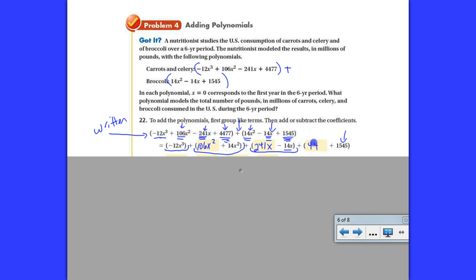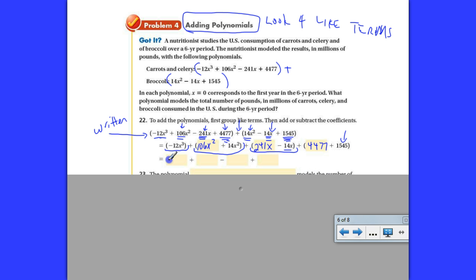So what they're trying to show you is you look for like terms when you add polynomials together. Look for like terms. And then you just, oops, I spelled terms wrong, sorry. Then you just add the coefficients appropriately. Well, negative 12x cubed does not have a like term.